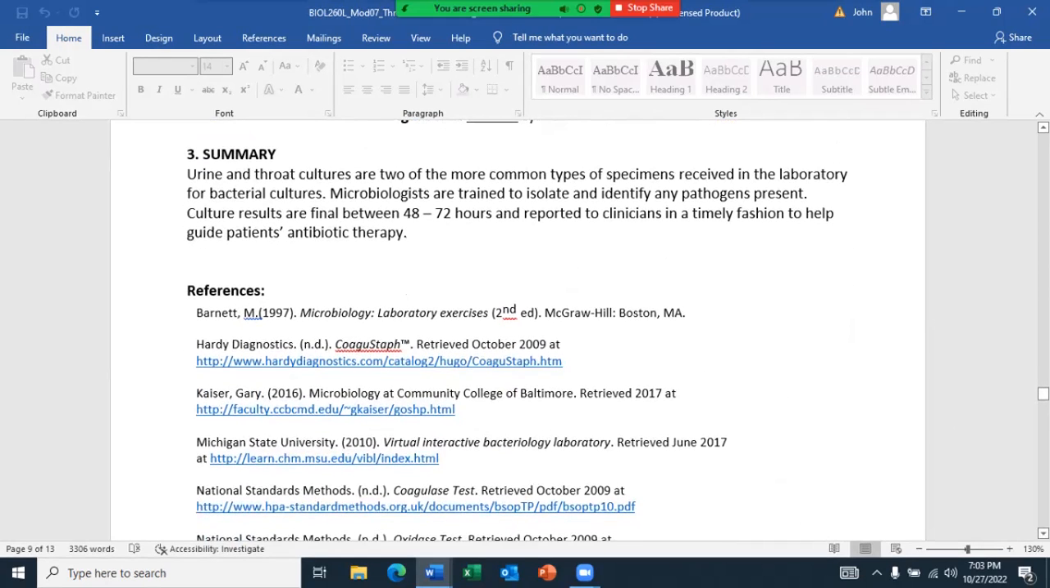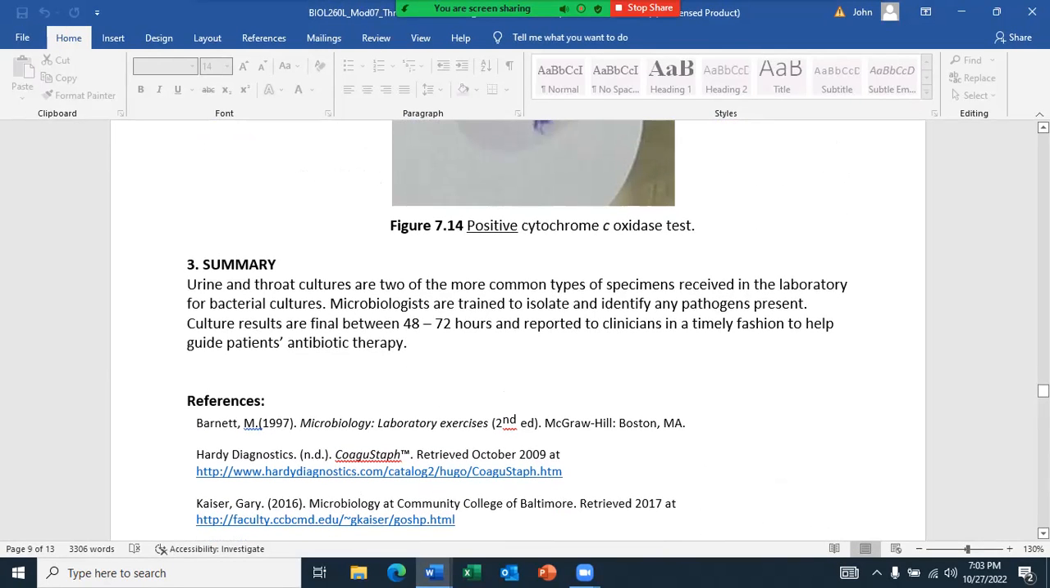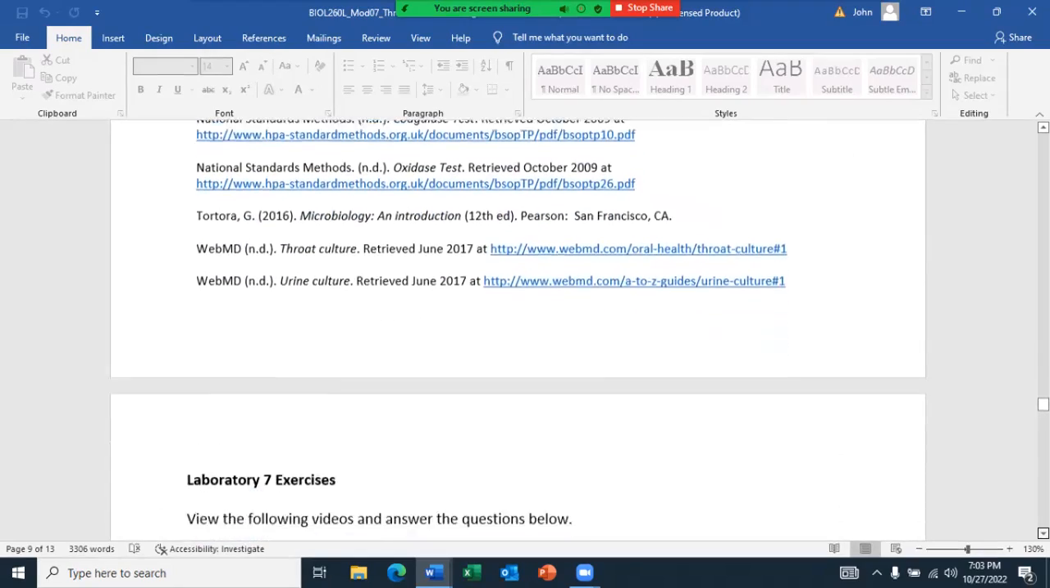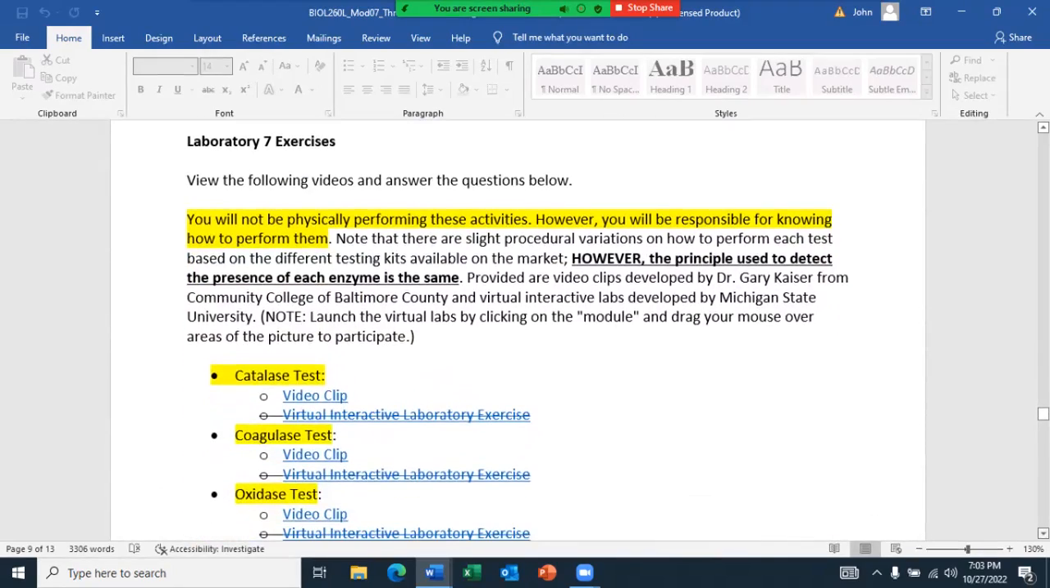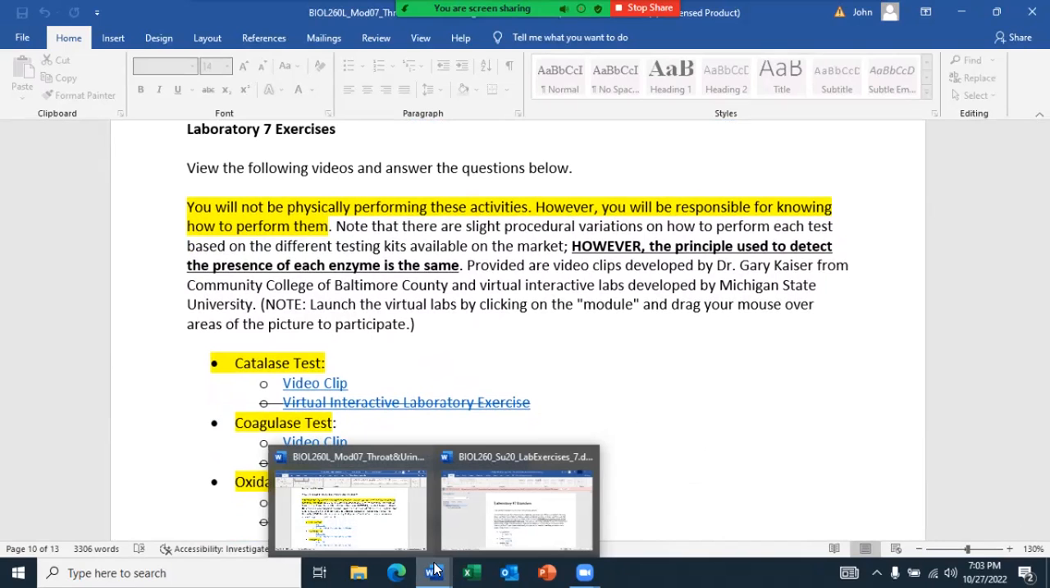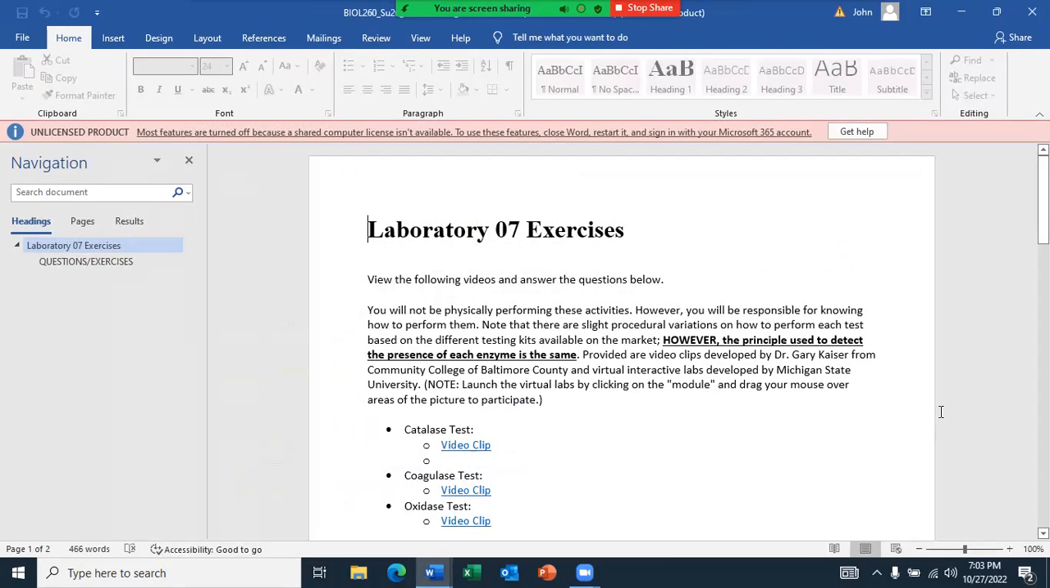All right, any questions about the urine specimen? All right, you can read about the summary, you can skip the references. I think I've got this in the exercises, but let me check. Yes.